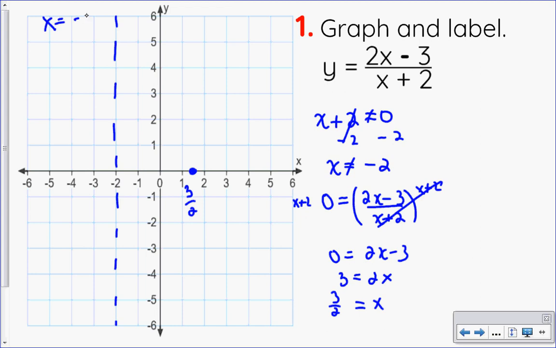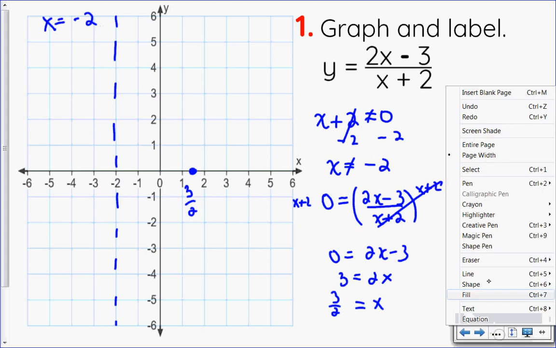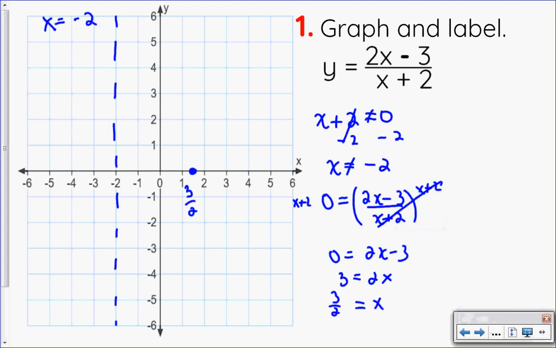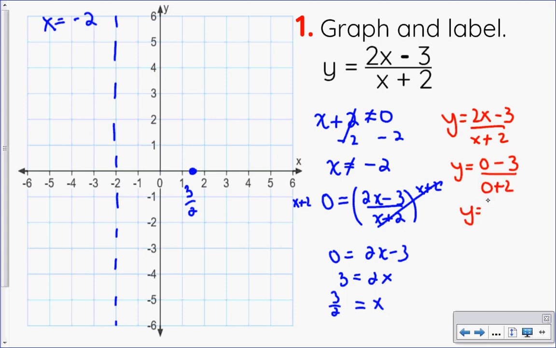Okay, so I have my vertical asymptote and I have my x-intercept. Next place I'll go to is my y-intercept. To find my y-intercept, I let x equal 0 and solve for y. So if I let x equal 0, I would have 2 times 0, which is 0, minus 3 over 0 plus 2. So my y-intercept is negative 3 over 2, so negative 1.5. So we'll label that right there, negative 3 over 2.